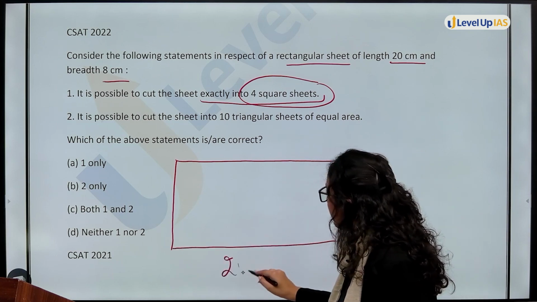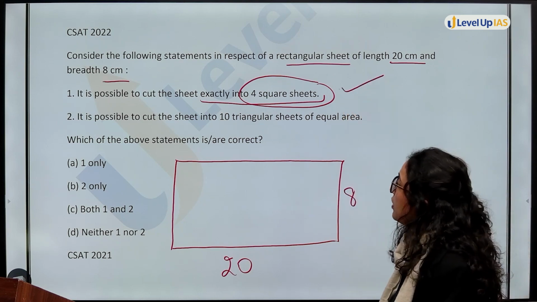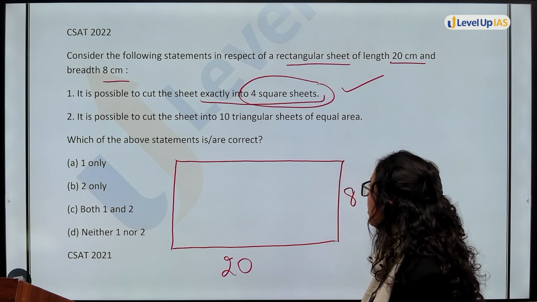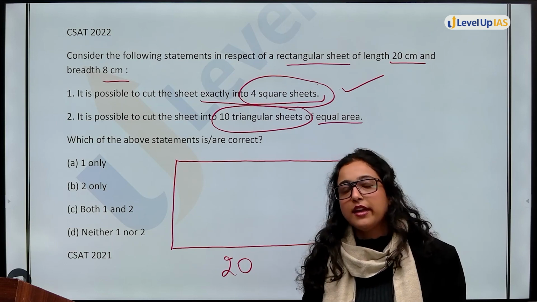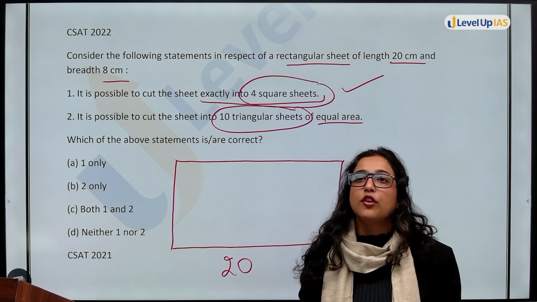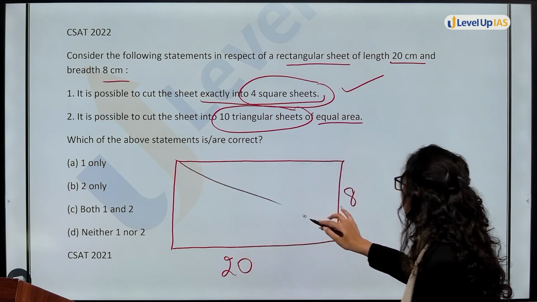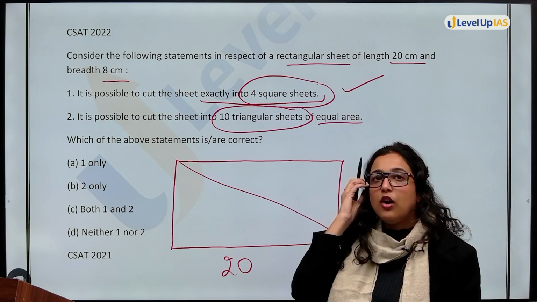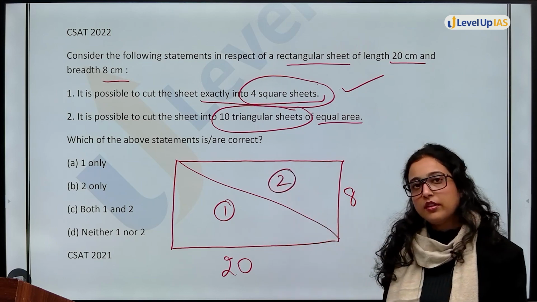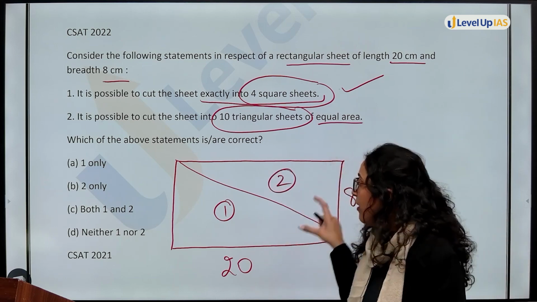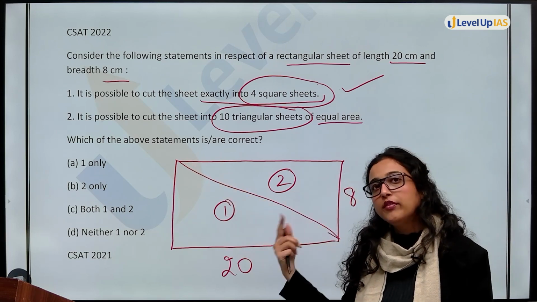So again, I know statement 1 is correct, it is possible. Now statement 2. It is possible to cut the sheet into 10 triangular sheets of equal area. Okay, this question is about 10 triangular sheets of equal area. First of all, how can you get 2 triangles of equal area? If I divide like this, okay, now I can get 2 triangles of equal area, triangle 1, triangle 2, right? So that means I know that if you have a rectangle and you join it diagonally, you will get 2 triangles. They will be of equal area.